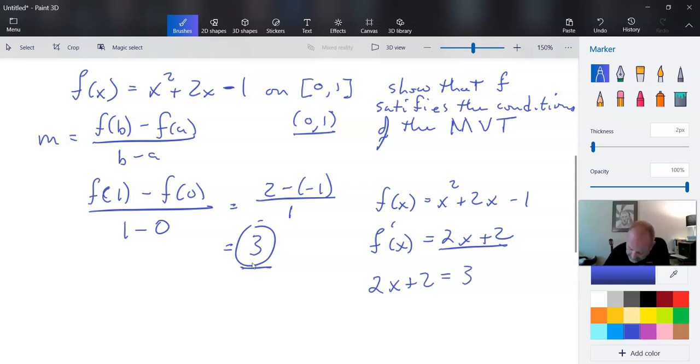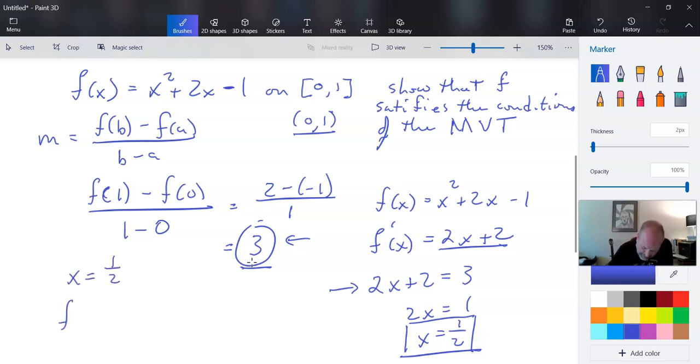So if we want to solve this, let's see what we get. If I subtract 2, we get 2x equals 1. So x is equal to 1/2. And so this is the point. This is our value of c, right? That is equal to the average rate of change. And you'll find, too, if you go ahead and take the 1/2 and plug it into the derivative, you actually get 3, right? So x equals 1/2.